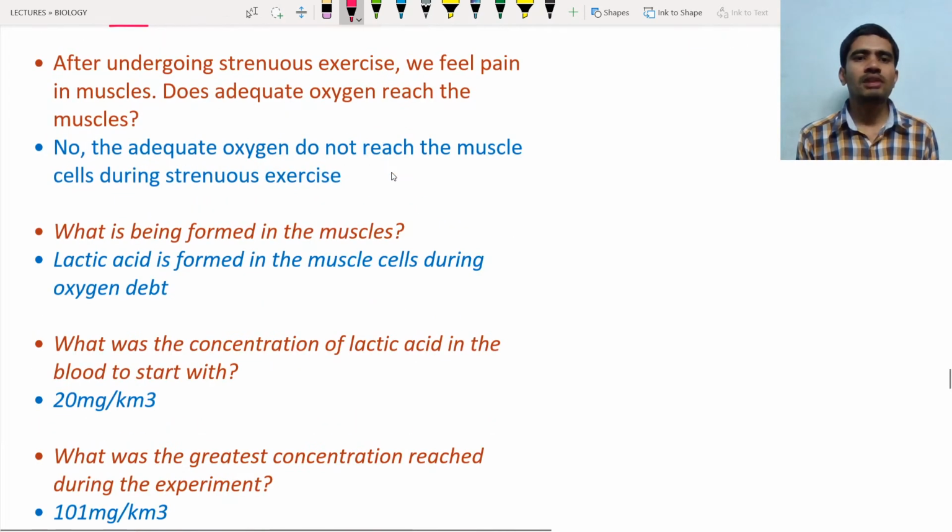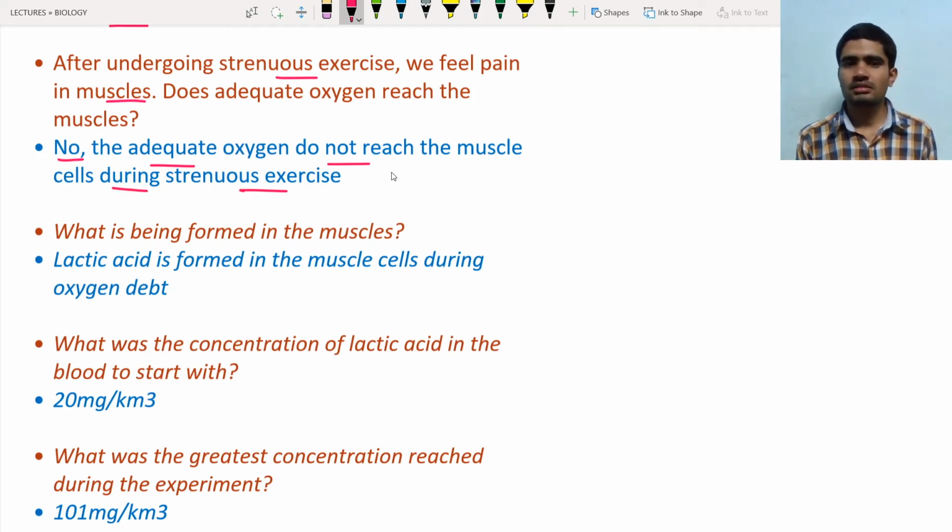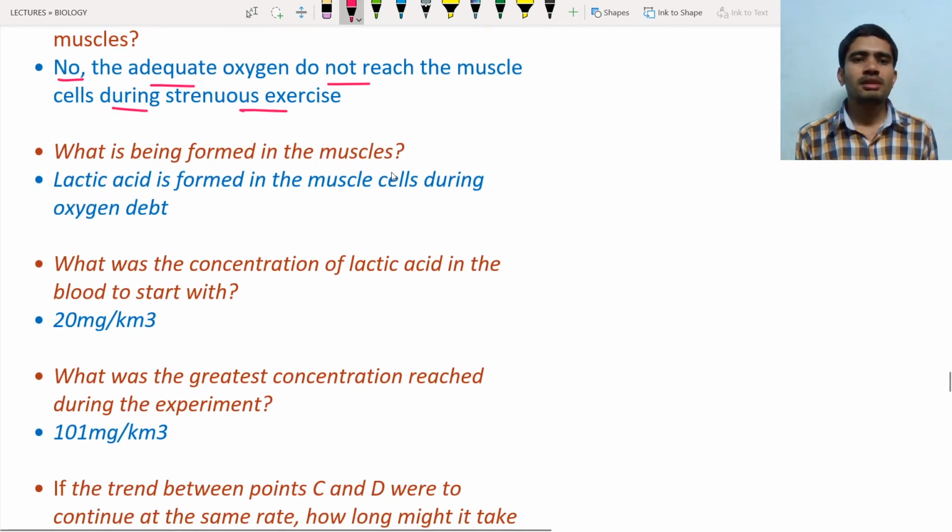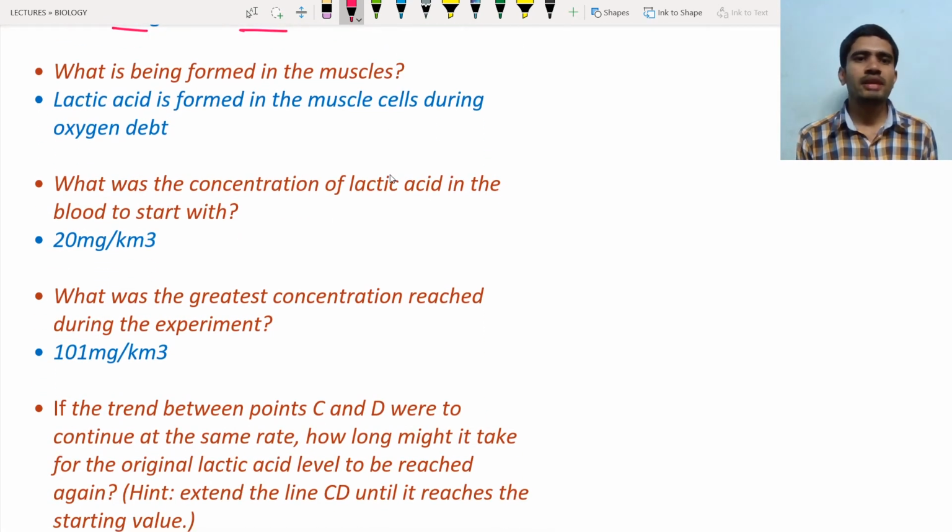After undergoing strenuous exercise, we feel pain in the muscles. Why? Because there is a buildup of lactic acid, so the person will feel muscle pain or cramps. So the answer is no, adequate oxygen does not reach the muscles during strenuous exercise. So what is being formed in the muscles? The lactic acid is formed in the muscle cells during the oxygen debt. Oxygen debt means a lesser amount of oxygen.